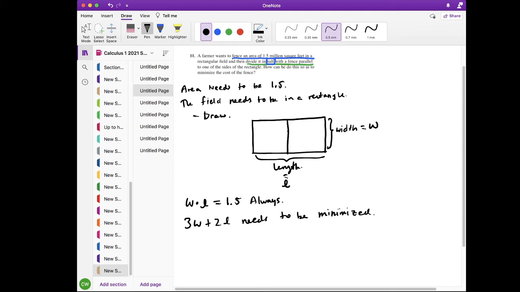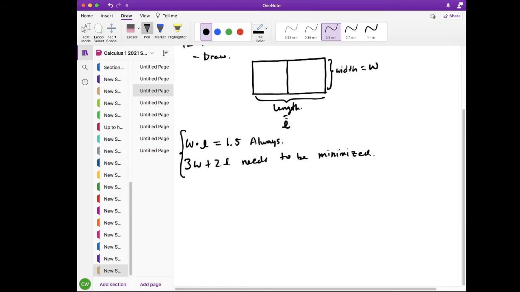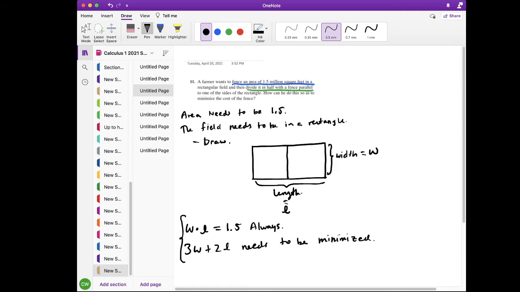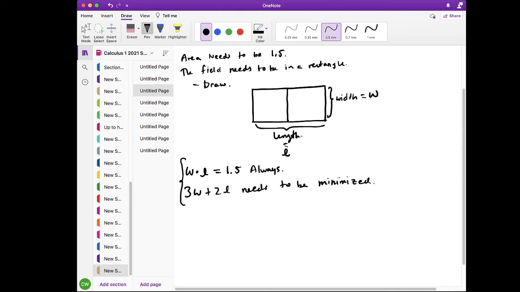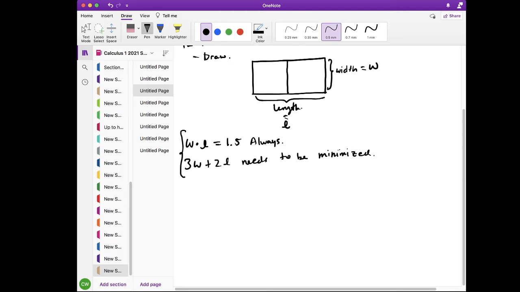By the way, we've already established the constraints. This half thing was actually kind of a red herring, right? It doesn't matter really where you place this parallel, it's always going to be 3W plus 2L, and the area is still going to be the same. So the half didn't really matter for this. Okay, so how do you minimize this? Really, the hardest part of this is just to set it up, right? Now that we have the setup, what do you do?